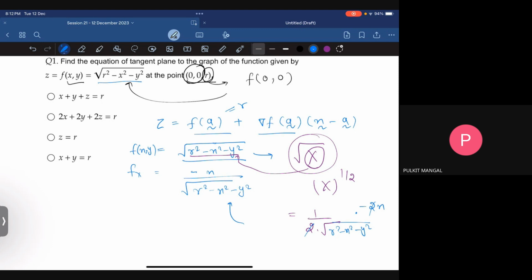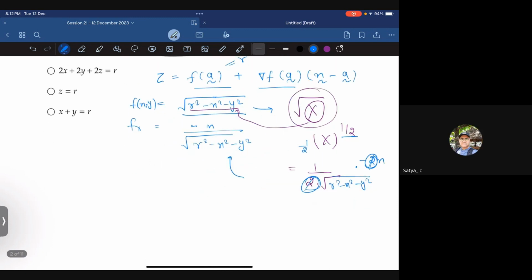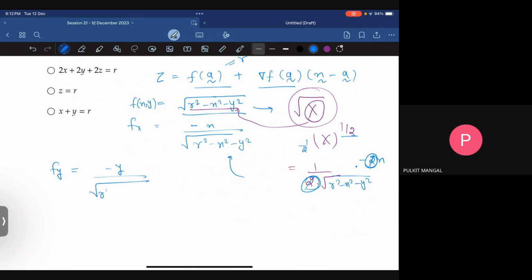You were correct up to this point, but it's just that this 2 will also be cancelled out with this 2, the half that comes in the front while we are taking the partial derivative. So because this 2 will cancel out, we will only be left with this term. Got it? Yes sir. And the same would be the case for y. It will be negative y divided by under root r square minus x square minus y square.